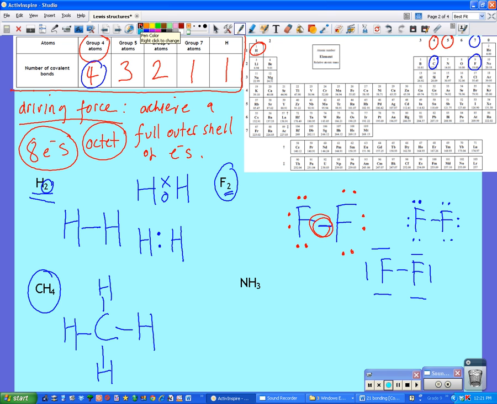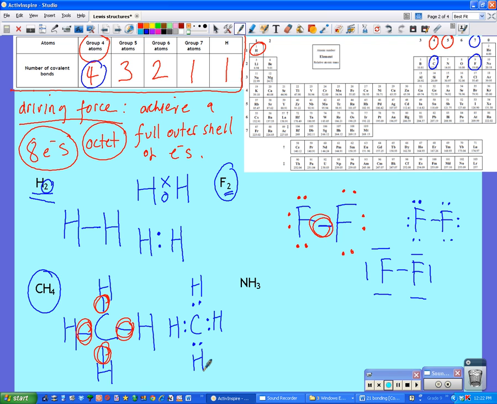And if we just count, carbon now has 2, 4, 6, 8 electrons. It's obeyed the octet rule. And each hydrogen has got 2 electrons. Hydrogen only needs 2 to have a full outer shell. And if we like, we could also represent that as so, showing the full octet for carbon and hydrogen.